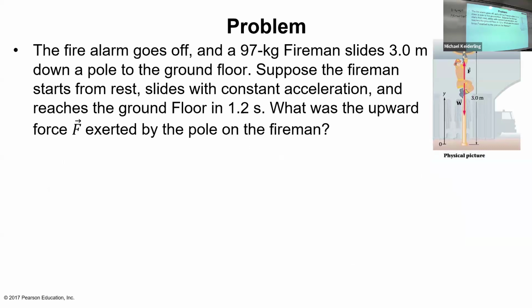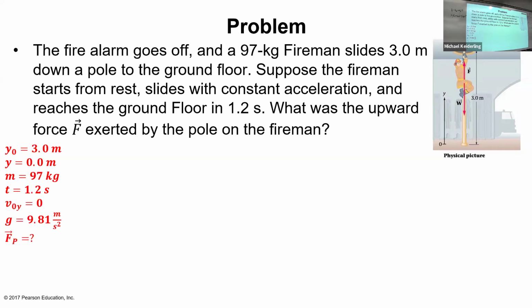So let's figure this out. Our initial position is 3 meters. Our final position is 0 meters. Our mass is 97 kilograms. The time it takes is 1.2 seconds. Our initial velocity in the y direction is 0. We know g is 9.81 meters per second squared.